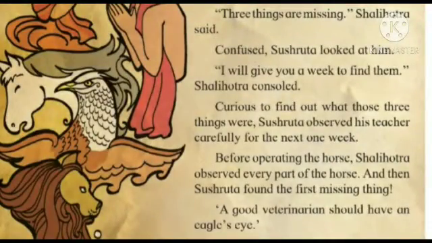Three things are missing, Shalihotra said. Confused, Sushruta looked at him. So Sushruta was very confused and looked at his teacher, wondering which three things were missing. I will give you a week to find them, Shalihotra consoled. Console means to comfort someone at the time of grief. So here Sushruta's teacher Shalihotra gave one week's time to Sushruta to find the missing things.